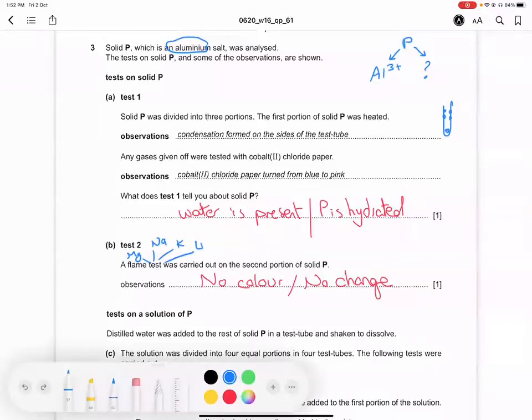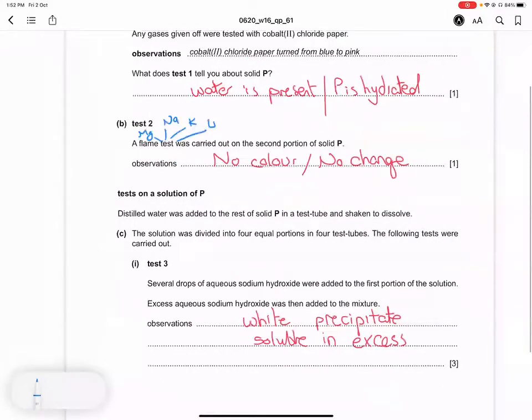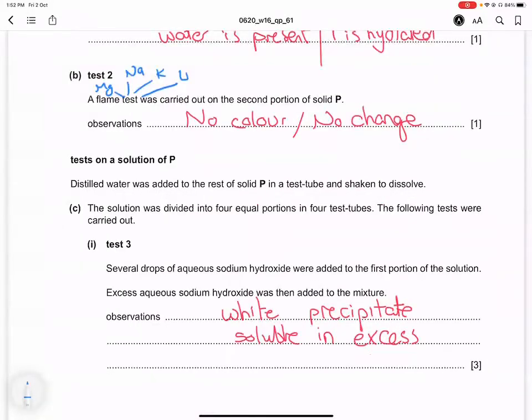Okay? Test on solution of P. Distilled water was added to solid P in a test tube and shaken to dissolve. The solution was divided into 4 equal portions in 4 test tubes. The following tests were carried out. Test 3, he added several drops of aqueous sodium hydroxide to the first portion of the solution. Then excess aqueous sodium hydroxide was added to the mixture. I have aluminium as the cation. Remember, aluminium gives me a white precipitate soluble in excess, or dissolves in excess. White precipitate is one mark, soluble or dissolves is the other mark.